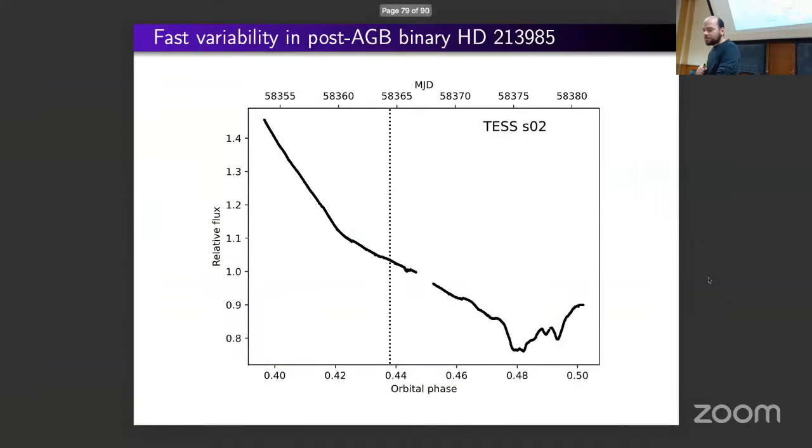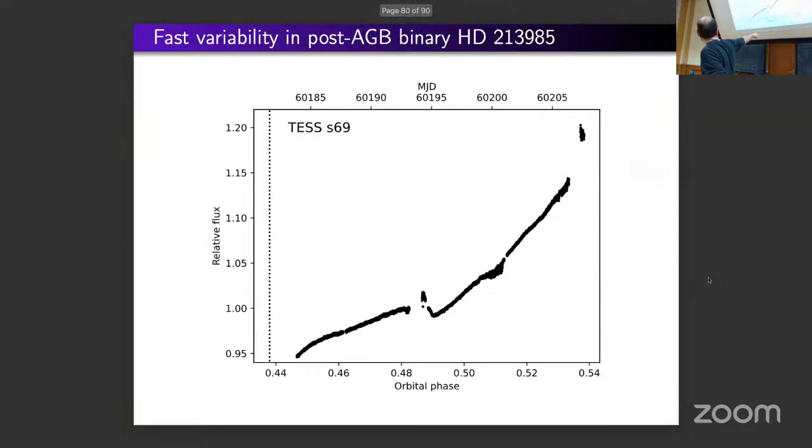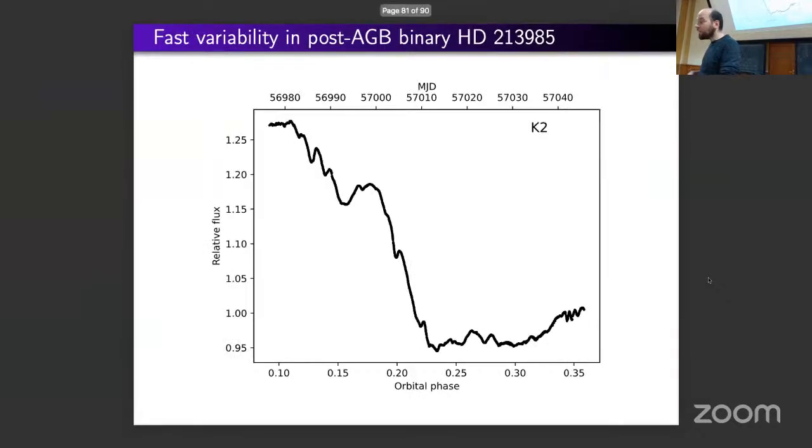Note that this is more or less at orbital phase 0.49. This is a different observation, orbital phase 0.49, and there is no variability. So the variability sometimes was there, sometimes was not there at the same orbital phase, meaning it's not connected to any geometrical effect connected to orbital motion. So what's the reason behind the fast variability?